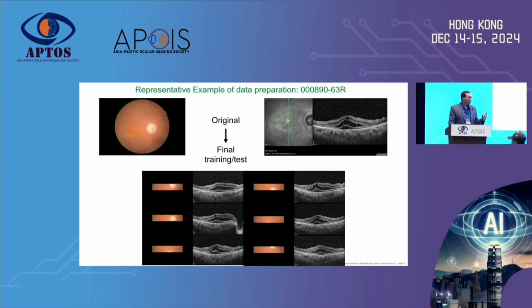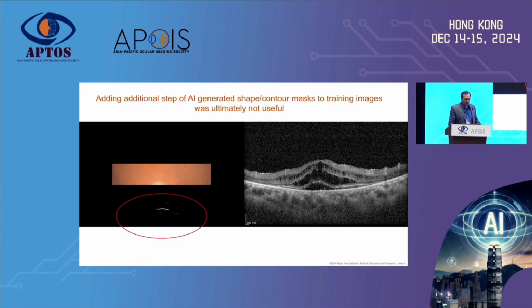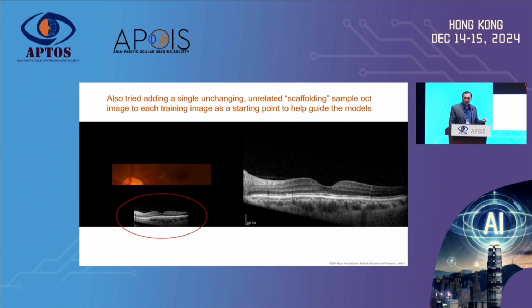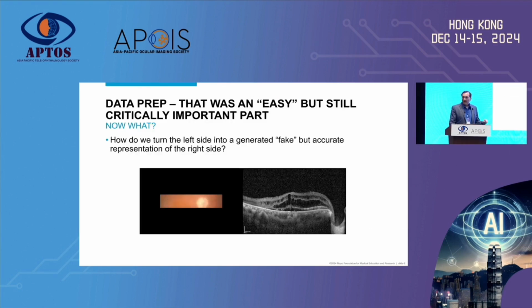So what I did is I took the OCT images and basically generated broad slices of the fundus photos that were aligned with the OCT images. I wanted to align them and focus on the relevant areas, but I didn't get super detailed with that. I tried some other things. I tried an AI-generated mask. That didn't work. I also tried to include in the training data just a plain normal OCT image for everyone to see if that would help give my model a jump start. That didn't work either.